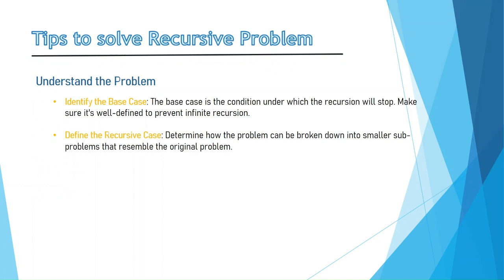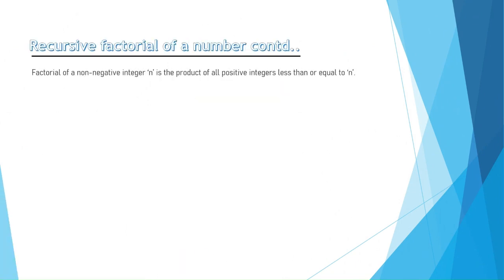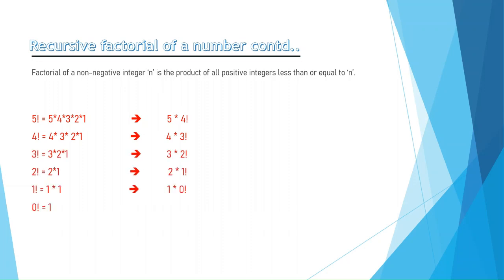Now, we continue to the recursive factorial of a number. The factorial of a non-negative integer n is the product of all positive integers less than or equal to n. As you can see in the slide, here I give factorials from 5 to 0. Let's see what they show. Here you see that 5 factorial is equal to 5 into 4 into 3 into 2 into 1, which is equal to 5 into 4 factorial.